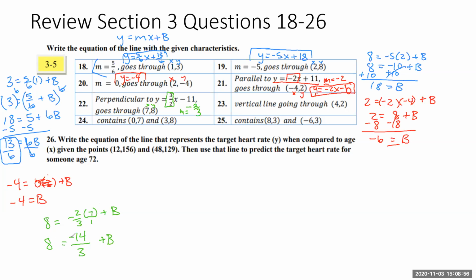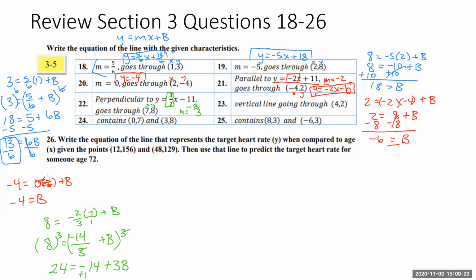Okay, and then remember that, oh, I don't really like the fractions again. So I'm going to get rid of them by multiplying by a 3 on both sides. So when we do that, 8 times 3 is going to be 24. And then 3 divided by 3 really is going to get rid of them, and you'll be left with negative 14 plus, and then 3 times b is going to be 3b.